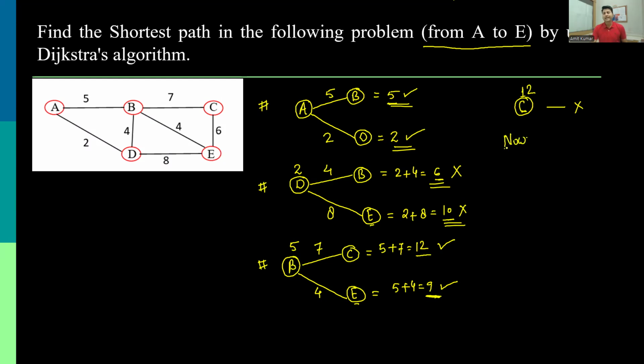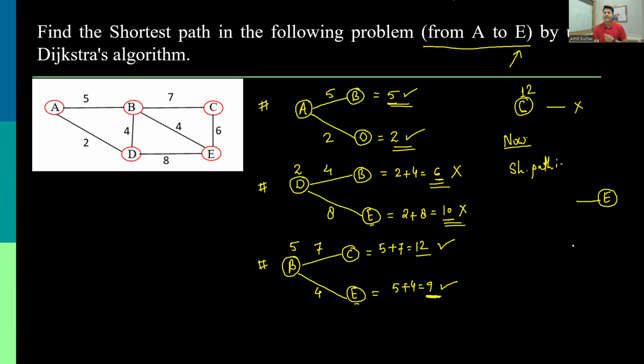Now, how to write the shortest path? Let us try to see. For writing the shortest path, we'll start from the last terminal, the last destination, better to say the vertex E in this example. So we are supposed to reach the vertex E, so it will be the last one.